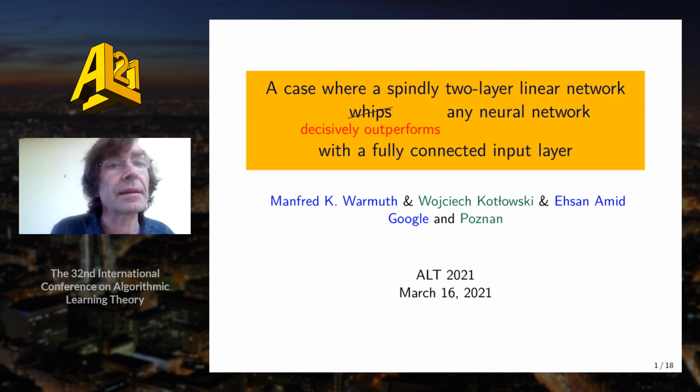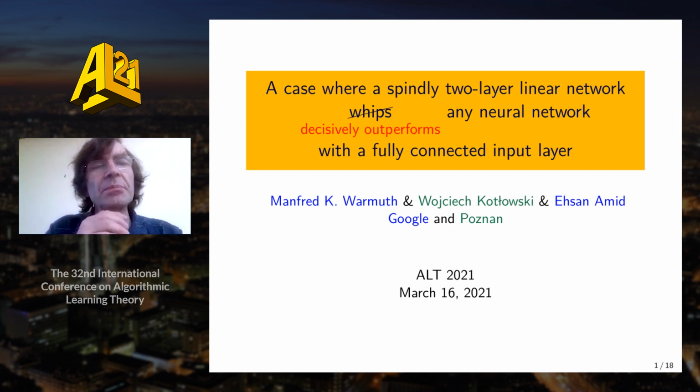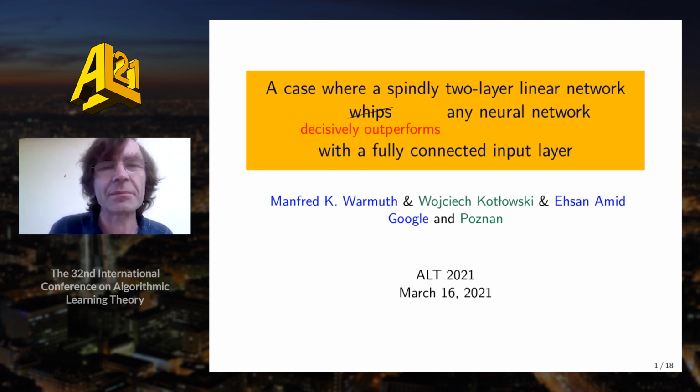Okay, this is a case where a spindly two-layer linear network whips any neural network with a fully connected input layer. The referees didn't like the term "whips." We had to replace it by "decisively outperforms," which is kind of boring, but that's it. Joint work with Wojciech Kotłowski and Ehsan.